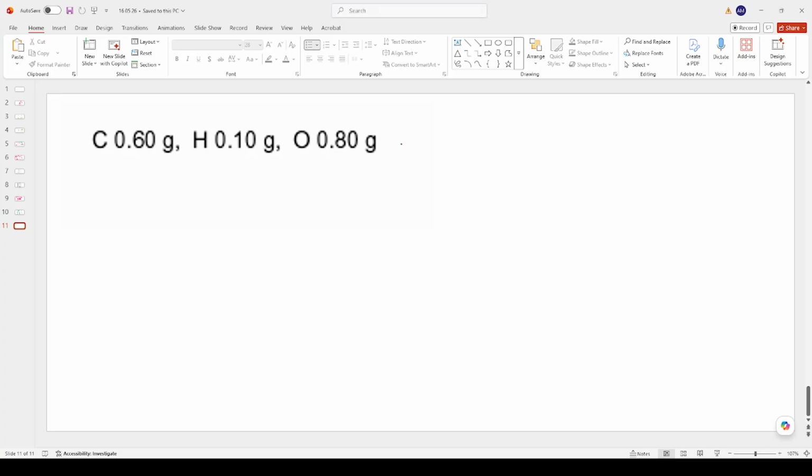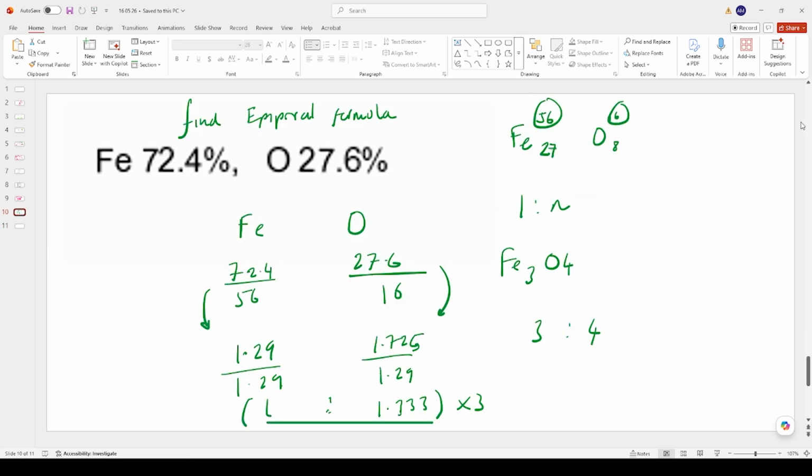If you need the numbers, it's one second. So C 12.6, H 11, oxygen 16, 16.8. In the question, they wanted 1, 1. Can I go back? I can. Take a screenshot, take a picture or something. This is empirical formula. Correct. Find empirical formula. You get the screenshot?